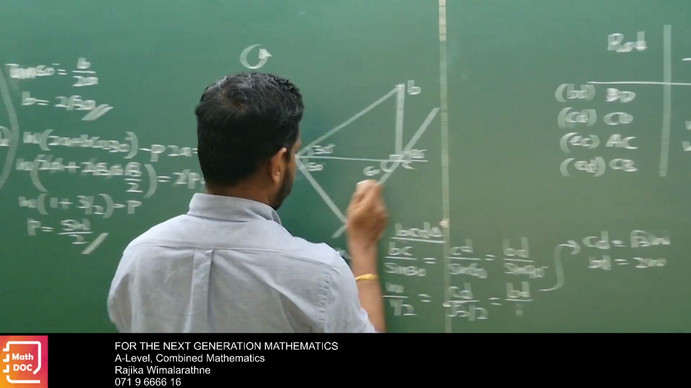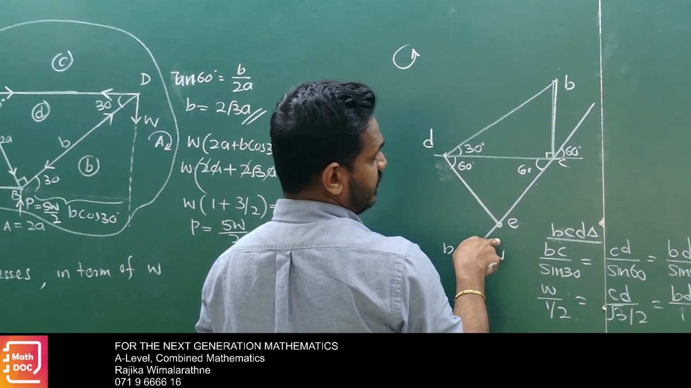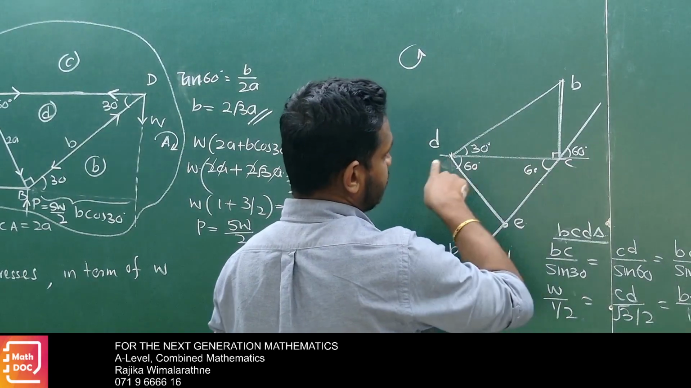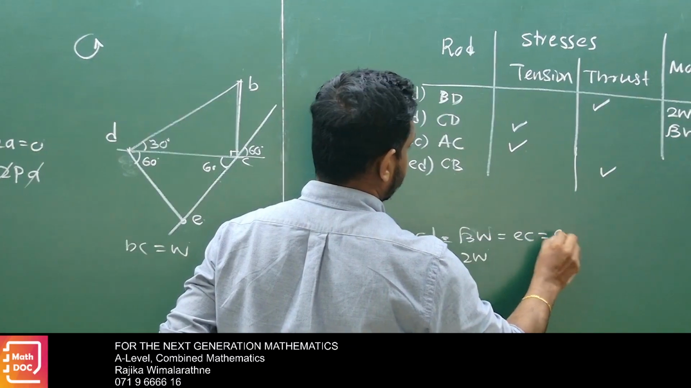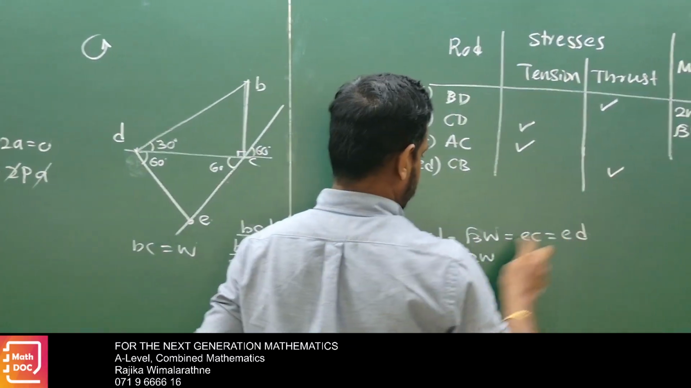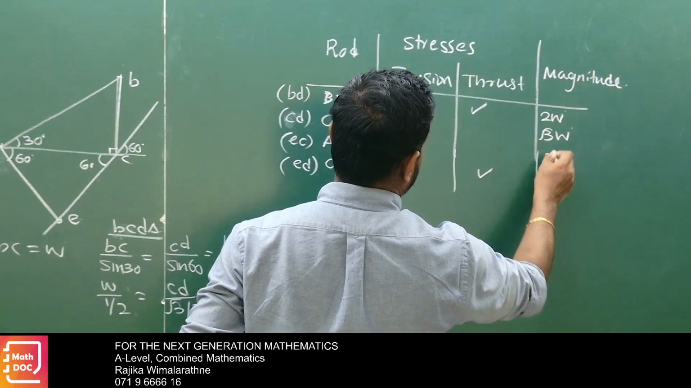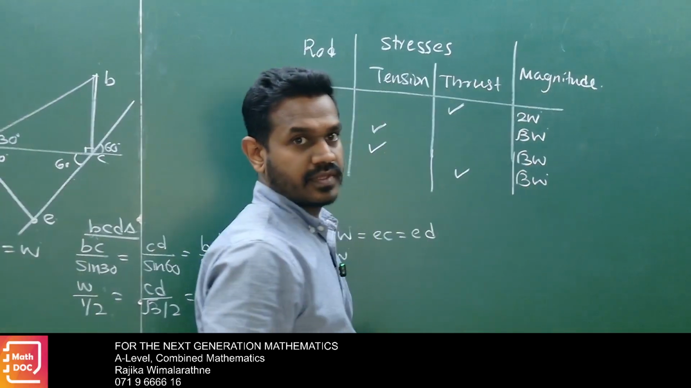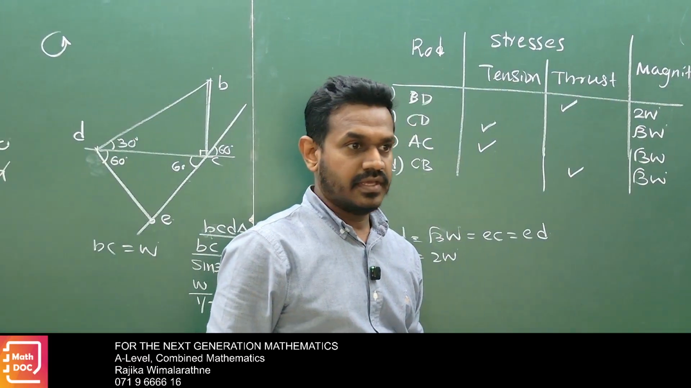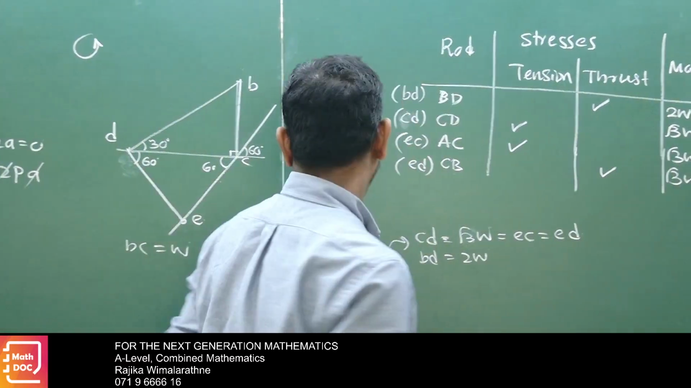So anyway, EC, DE equal is CD, no? And CD equals EC equals ED. And that is root 3W, no? Root 3W, root 3W. Both are the same. Then we have to find one more rod, no?